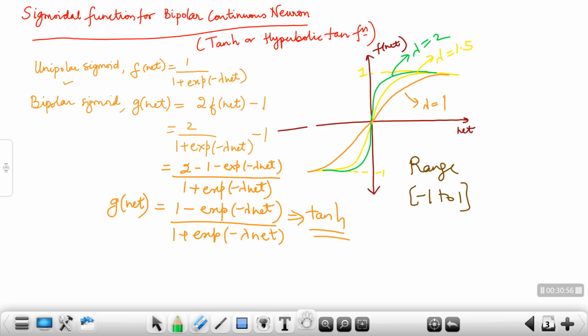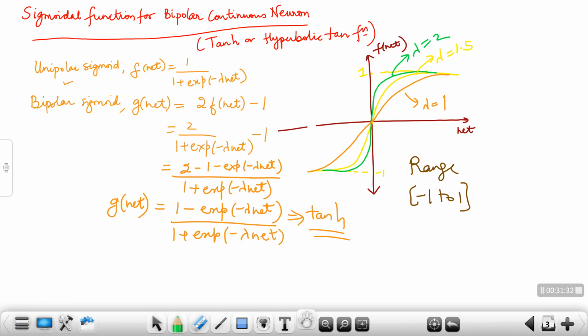Now before that, what are the advantages of this particular function? The negative inputs are mapped to a negative output. They are strongly mapped to the negative output. Similarly, the zero input is mapped near 0, and the positive inputs are mapped strongly to positive outputs. So you can write this down: negative inputs are mapped strongly to negative output, zero input is mapped near to 0, and positive inputs are mapped strongly to the positive output.